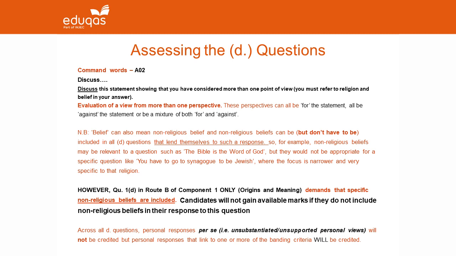The origins and meaning D question of Component 1 must also include non-religious perspectives. It is the only question that must. Other D responses may include non-religious responses if the statement lends itself to their inclusion. Be aware that statements that focus in on a particular religion's belief or practice are not usually appropriate for non-religious responses. See the example on the second slide.